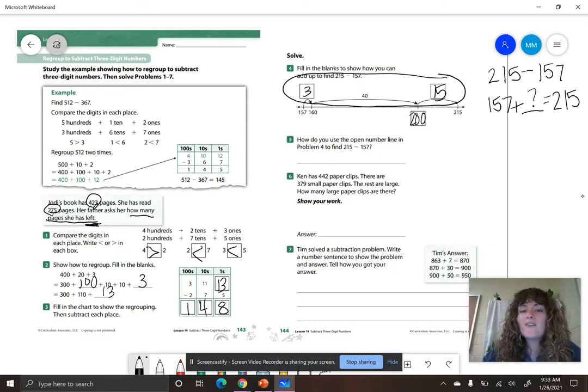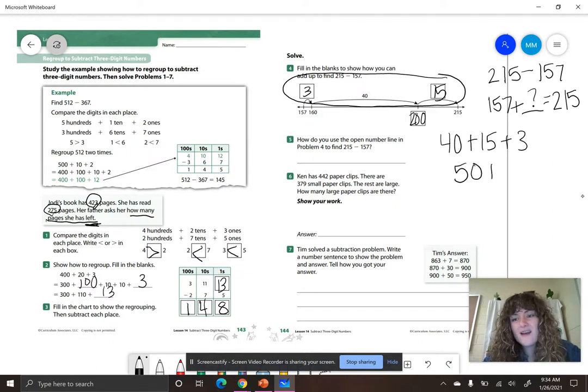So when we put all of these jumps together, we will find our missing part. So if I put 40 plus 15 plus 3. All right, so 40 plus 15. Well, I see a 10 in 15, so I know we're going to add 4 tens and 1 ten, so 5 tens, so 50 plus 5 plus 3. What is 50 plus 5? 55. What is 55 plus 3 more? 58. How do you use your open number line in problem 4 to find 215 minus 157? So our answer was 58.